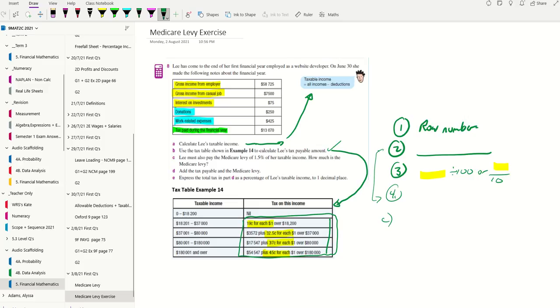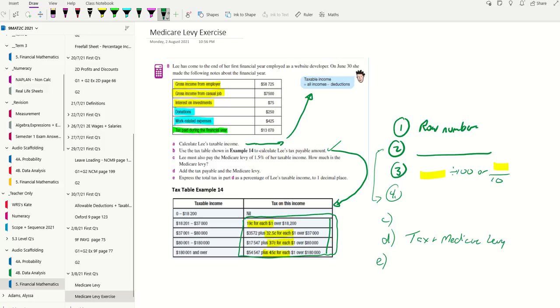Now, we have just done that in the theory before this. So you'll work that out. You'll get the taxable income. You'll multiply it by 1.5% after you've converted the 1.5% to a decimal. Question D is asking you to add tax payable and the Medicare levy. So add the tax plus the Medicare levy together. That will give you a total.